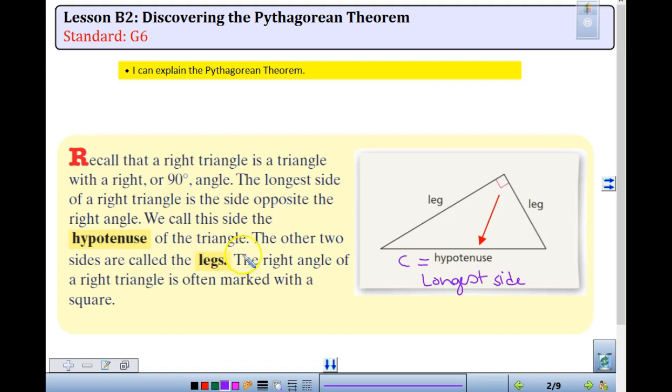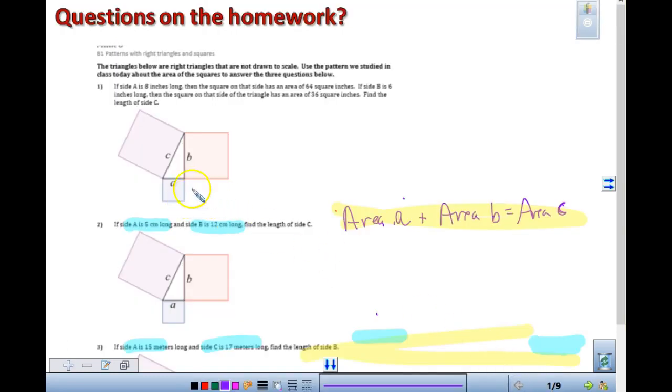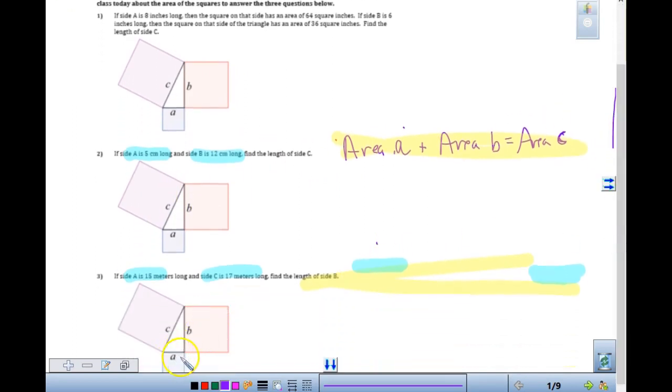So we're on page 3, please. The other two sides are called the legs. When we talk about our legs, the legs are adjacent, right next to that right angle. So one leg is going to be A, the other one is going to be B. If I look back at that homework yesterday, A, B, C, each one of ours was labeled in that way, the legs and the hypotenuse.